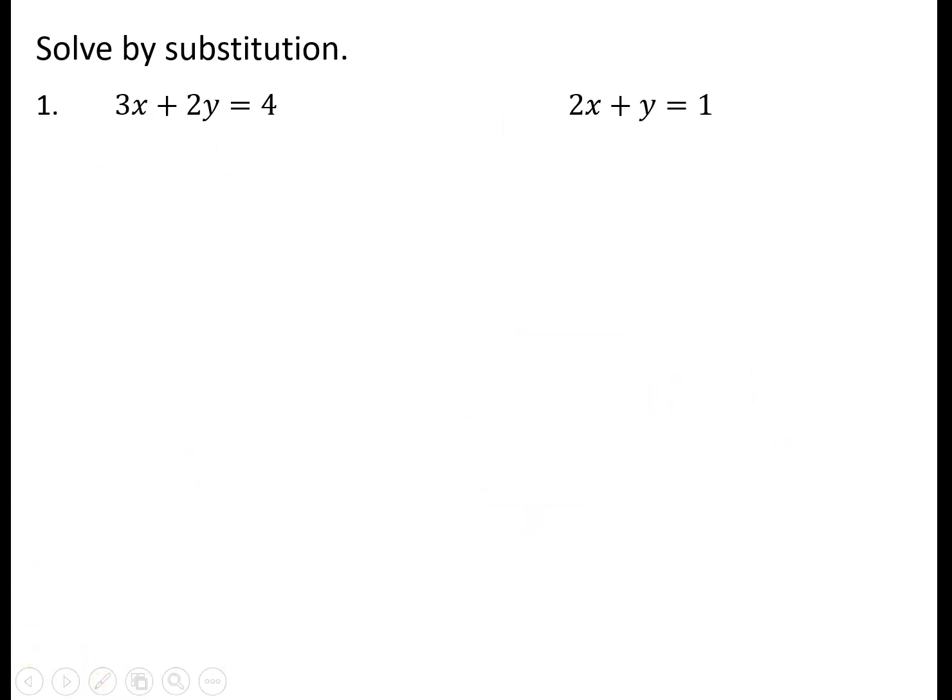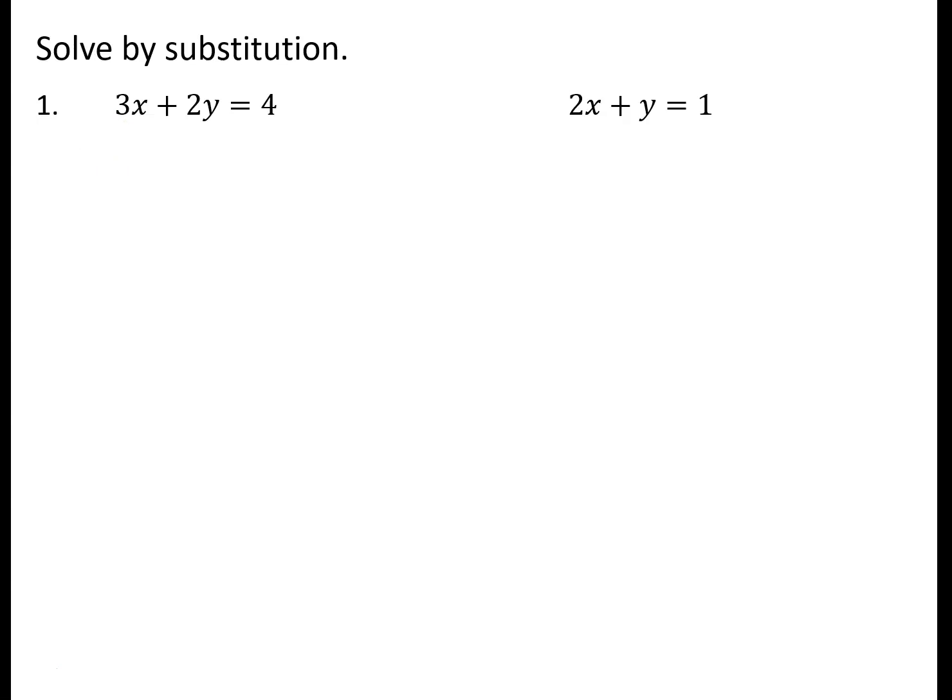So instructions say solve by substitution, and we have two equations. Now normally when you look at a system of equations, they'll be given one written on top of the other. But for substitution, I went ahead and put them side by side to give us some room to work underneath. On your homework, you'll just see them written lined up one above the other.